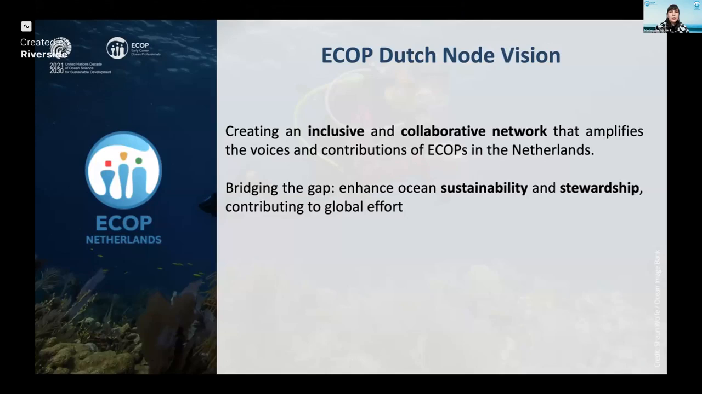First of all, I would start a little bit with what's our vision. We're very keen on creating an inclusive and collaborative network that amplifies the voices and contributions of ECOPs in the Netherlands. This means that for us it's very important to consider that an ECOP Dutch node member can be someone that is from the Netherlands or based in the Netherlands, and also very important for us is that we consider the Dutch Caribbean as well.